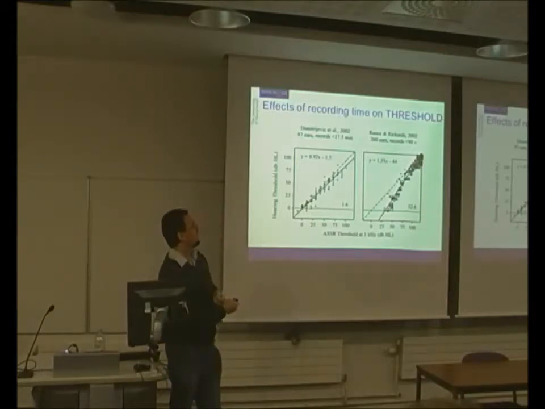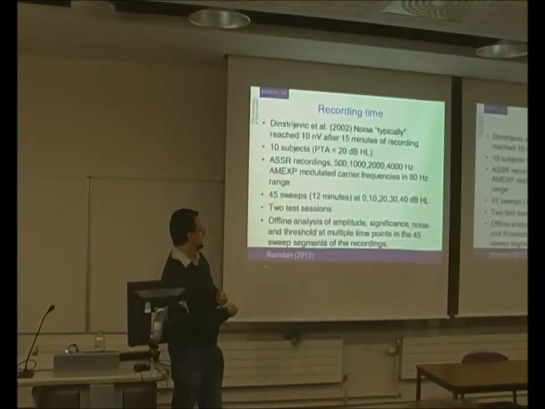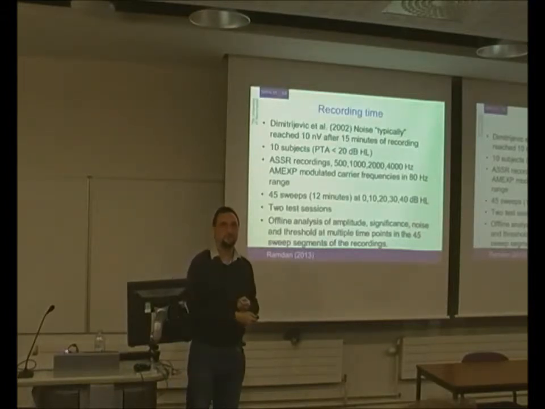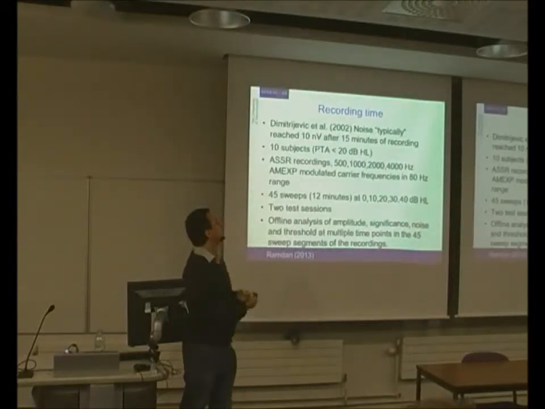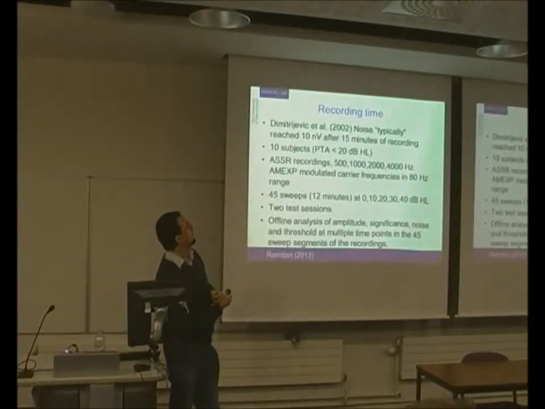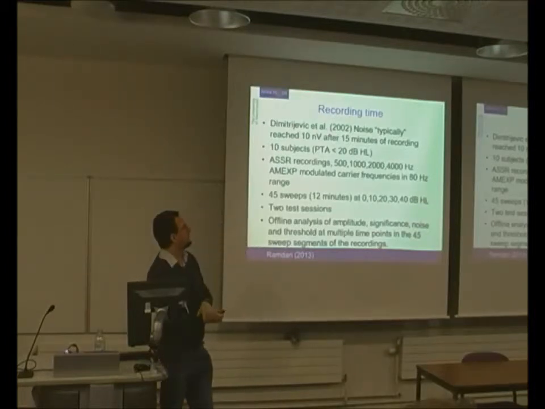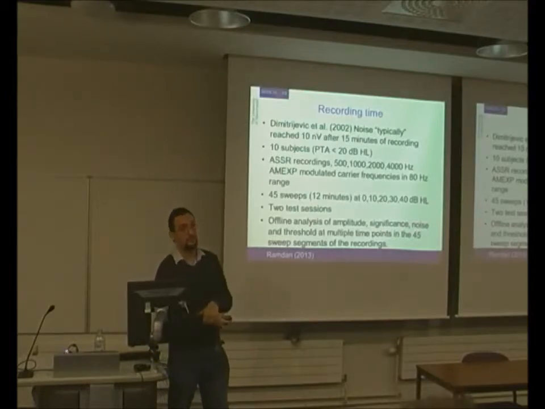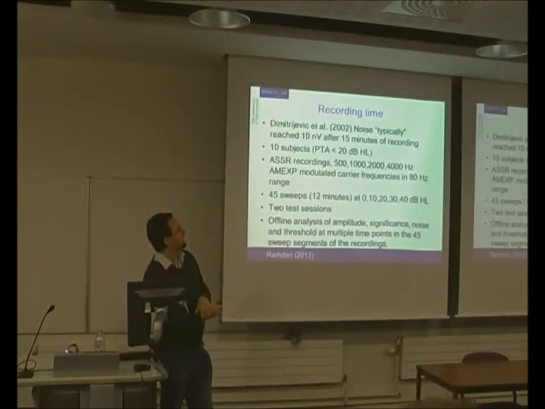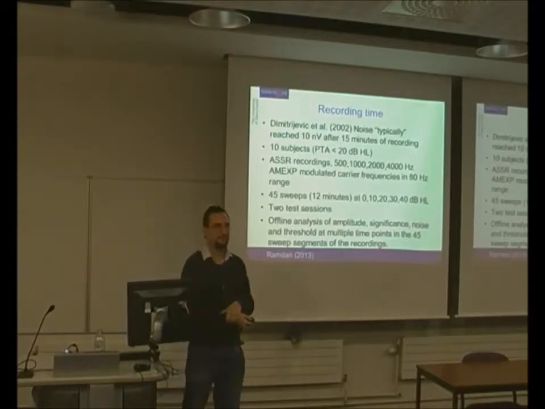So what we did with Cargill's MSc project this year, Cargill Brandon, we decided to do an experiment where we'd look at the effect of recording time and what threshold we might get. So we took 10 normal hearing subjects, so thresholds better than 20 dBHL, and we did fixed length recordings of 12 minutes with multiple ASSR, so we had 4 frequencies in each ear, all within the 80 Hz range. And we did 45 sweeps, 12 minutes, and we did it at 5 different levels in HL, fixed levels, regardless of what their actual PTA thresholds were.